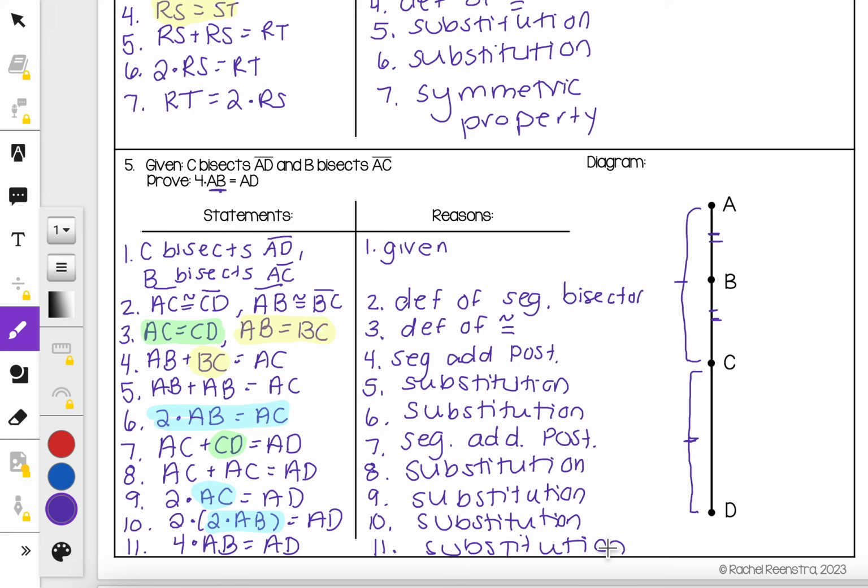It's a lot of substitution and segment addition postulates. Like I said, this isn't the only way you could have done this. Maybe you thought of another way that was a little bit shorter or that made more sense to you. But that is our lesson on segment addition postulate proofs and segment proofs.